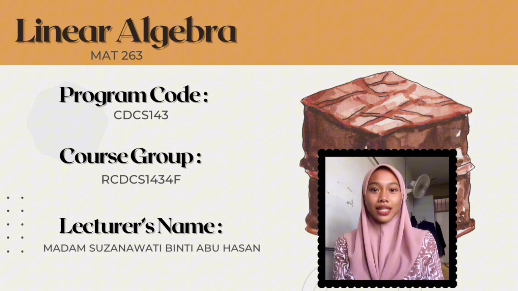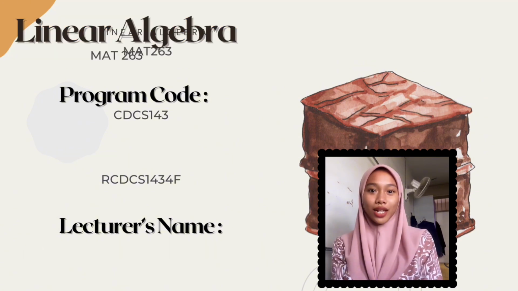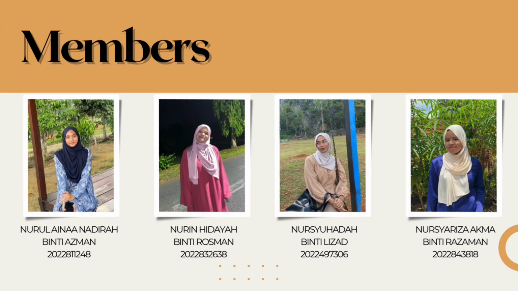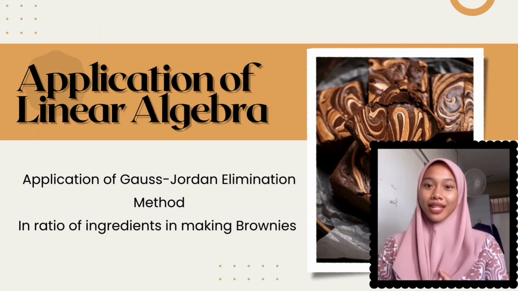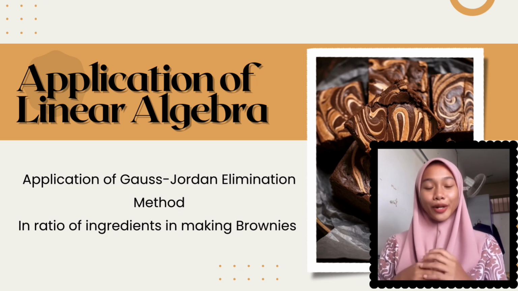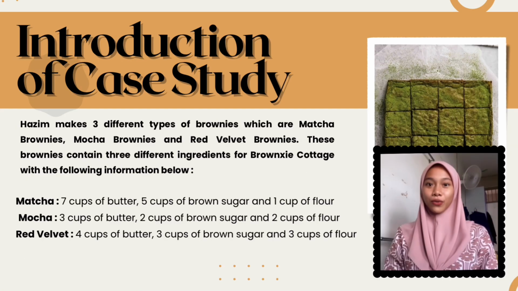Firstly, we are from CDCS 143 and our course group is RCDCS 143. This subject is conducted by Madam Suzanawati binti Abu Hassan. Next, I want to introduce my members who are involved in this group project. First, Nurul Aina Nadira binti Azman, Nurin Hidayah binti Rosman, myself Nur Syuhada binti Lizat, and lastly Nur Shariza Akmal binti Razaman. So for this group project, we apply the Gauss-Jordan elimination method to solve the problem of the ratio of ingredients in making brownies.